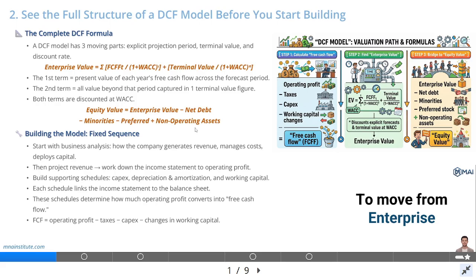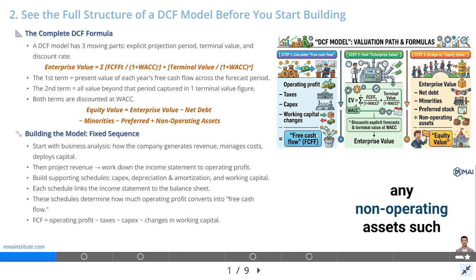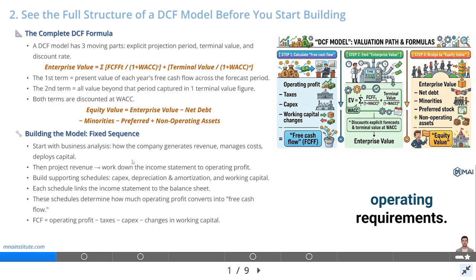To move from enterprise value to equity value, you subtract net debt, minority interest, and preferred stock, then add back any non-operating assets such as cash held above operating requirements.